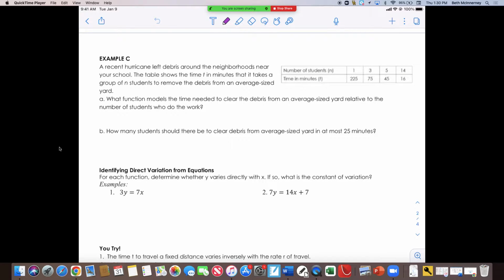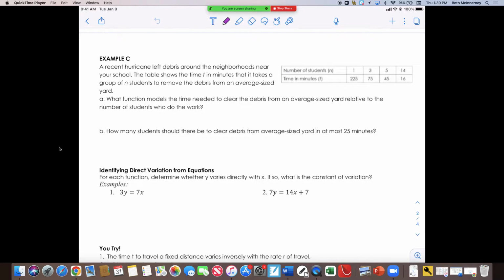The problem says a recent hurricane left debris around the neighborhoods near your school. The table shows the time, t in minutes, that it takes a group of n students to remove the debris from an average sized yard.